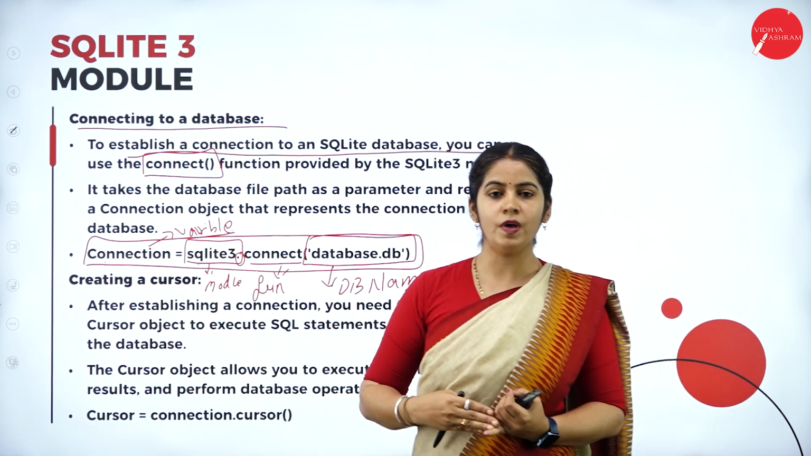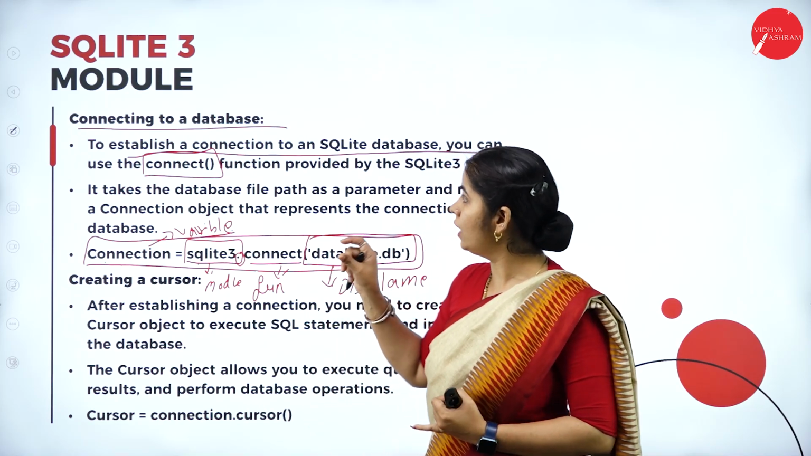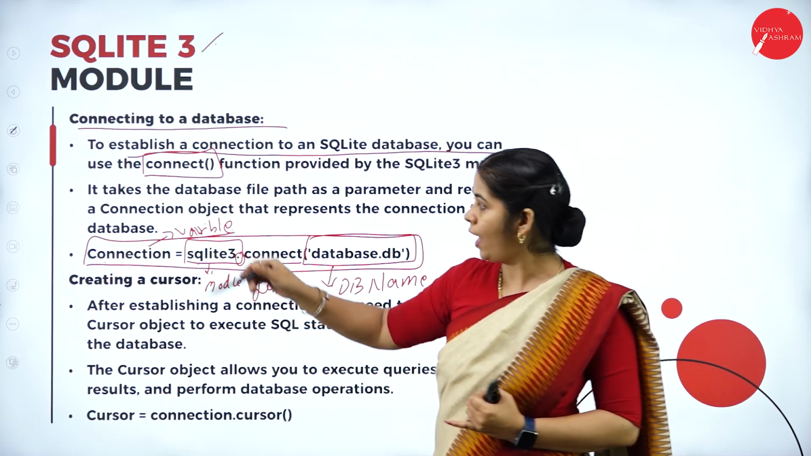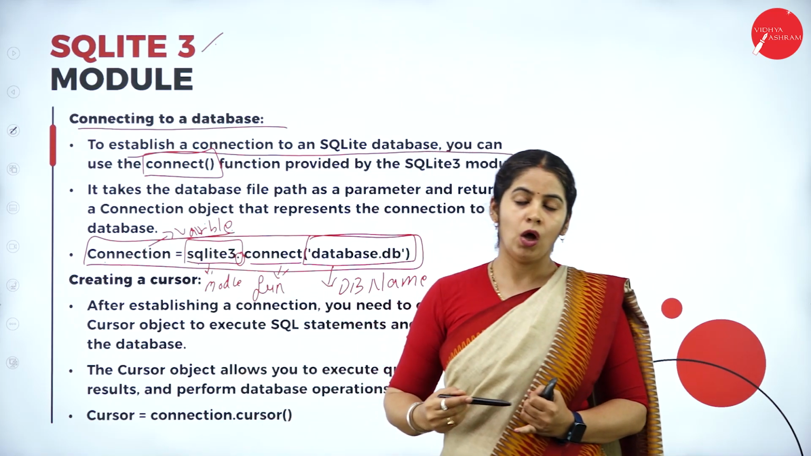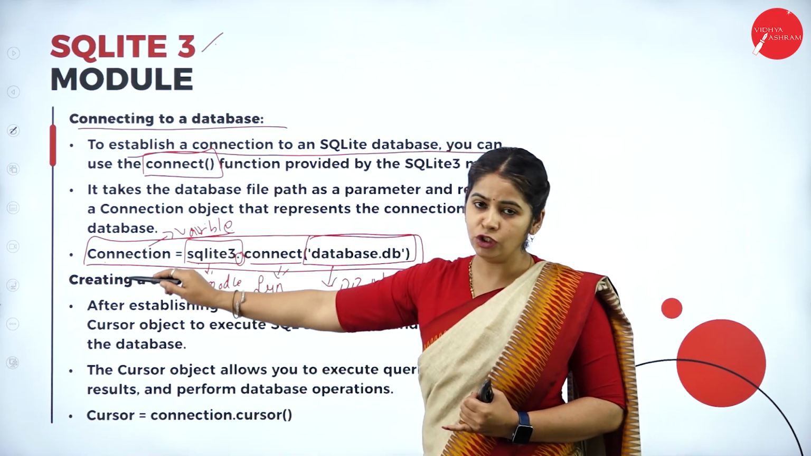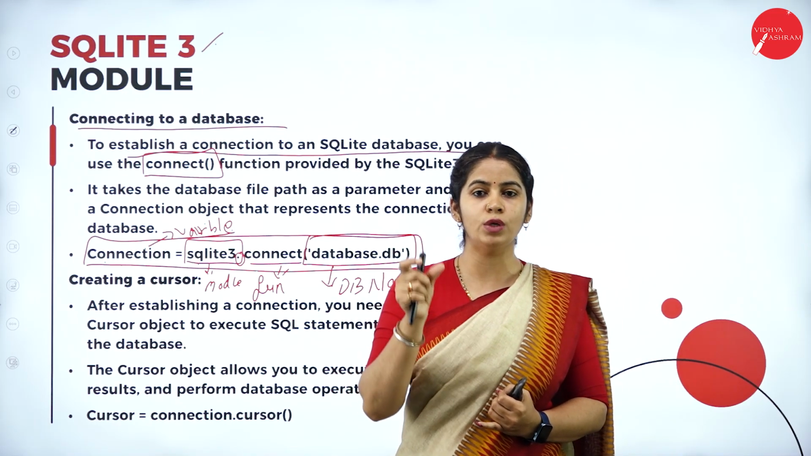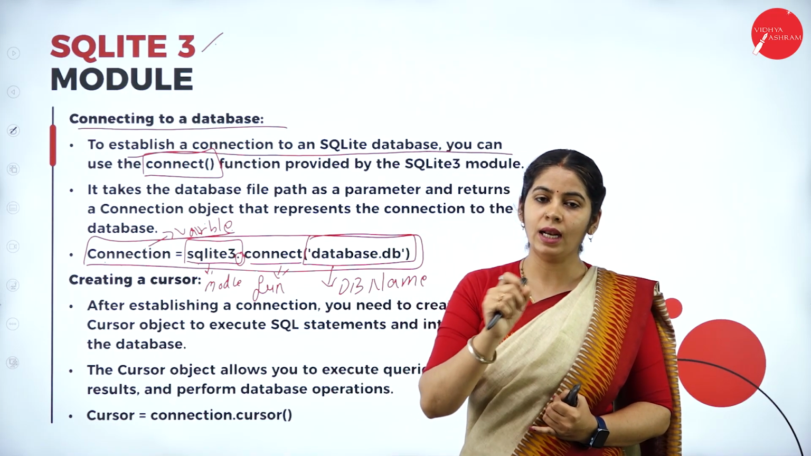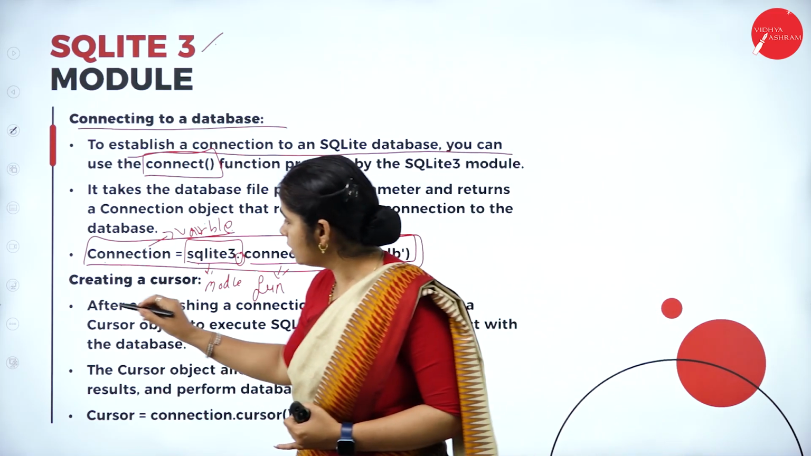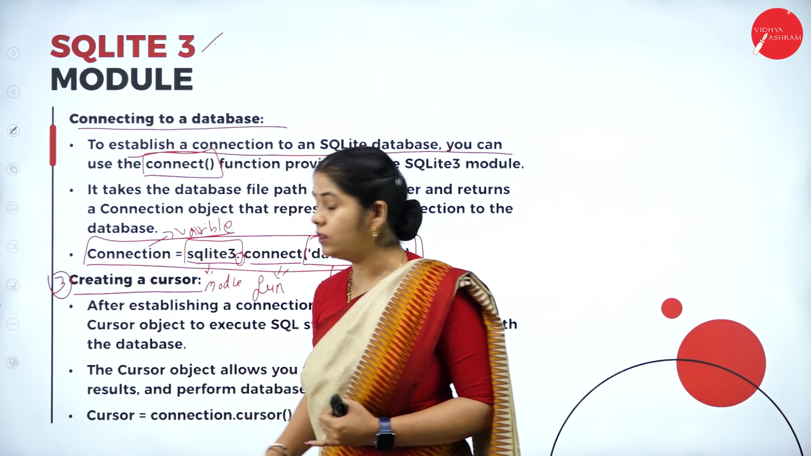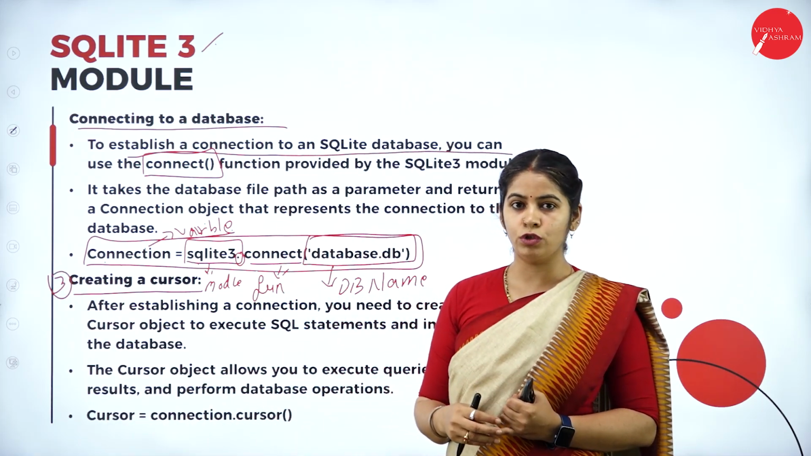What is the first step? The first step is to import that particular SQLite 3 module. After importing that module, we have to provide the connection. How to provide the connection is given with this syntax. Then after providing the connection, we have to create one cursor. That is the third step we have to do.